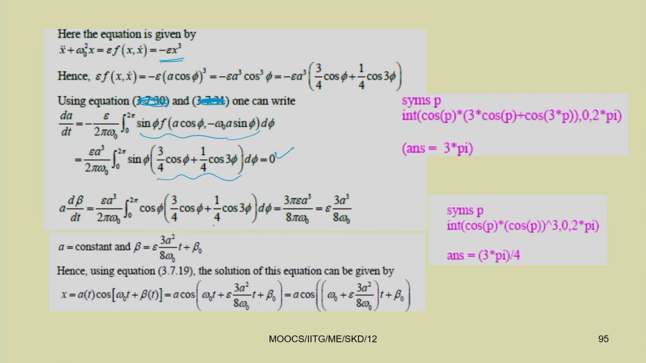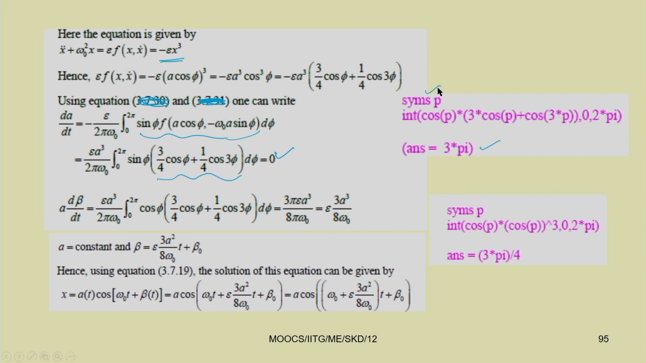Now, in the other integral, this is cos square phi and this becomes cos phi into cos 3 phi, that is, cos phi into 3 cos phi plus cos 3 phi. So, if you integrate it, you can check. You can use this in MATLAB.